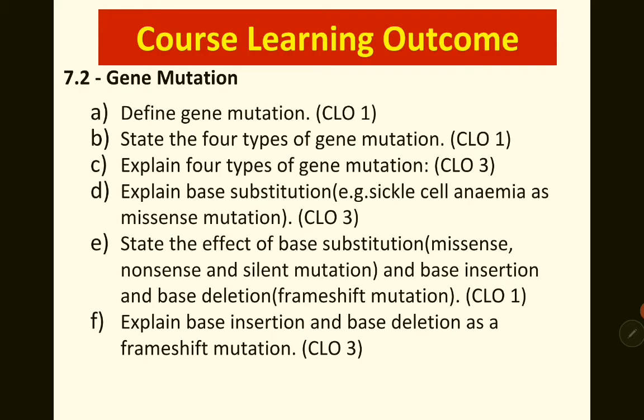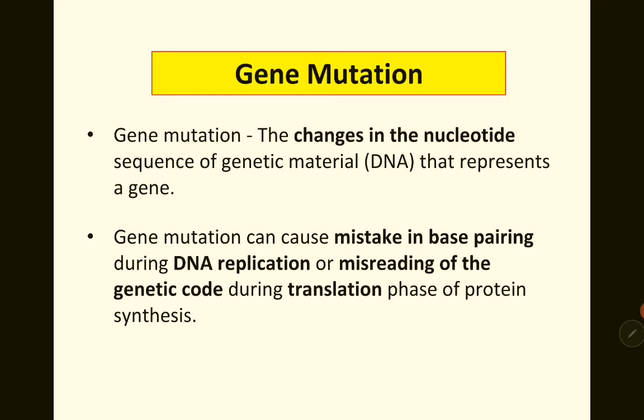So 7.2 is about gene mutation. The meaning of gene mutation is the change in the nucleotide sequence of DNA that represents a gene. Gene mutation can cause a mistake in base pairing during DNA replication or misreading of the genetic code during the translation phase of protein synthesis. Remember in Chapter 6, we have learned about the process of transcription and translation.